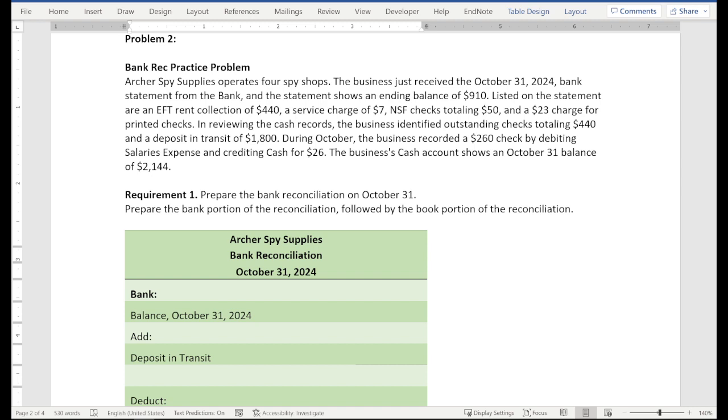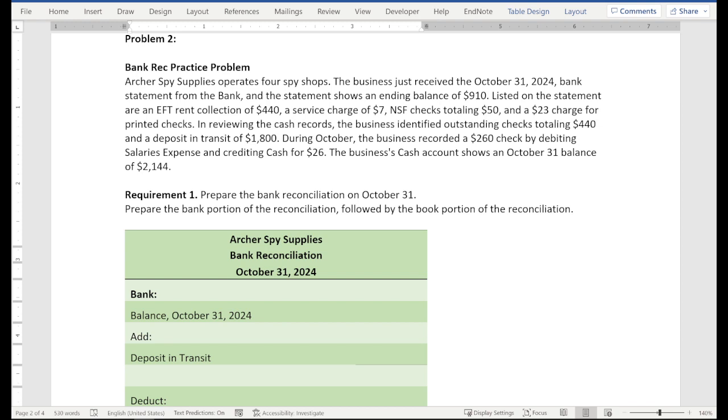So we're going to go ahead and do this bank rec for Archer Spy Supplies. And we're starting off with the business. They just received their October 31st, 2024 bank statement from the bank, and the statement shows an ending balance for $910. Listed on the statement is EFT rent collection for $440, a service charge for $7, non-sufficient fund check totaling $50, and a $23 charge for printing checks.